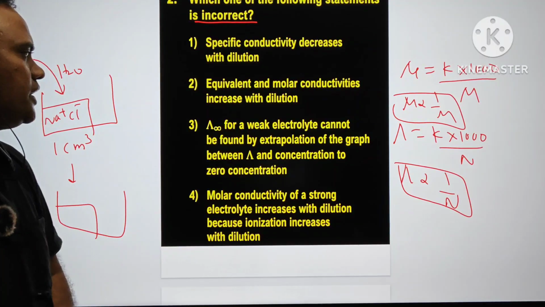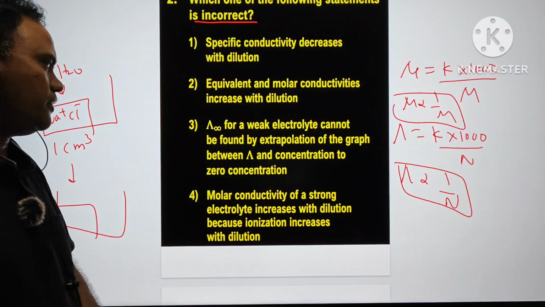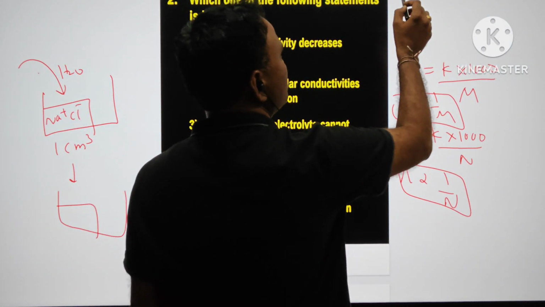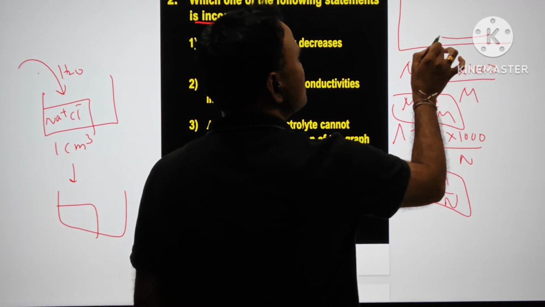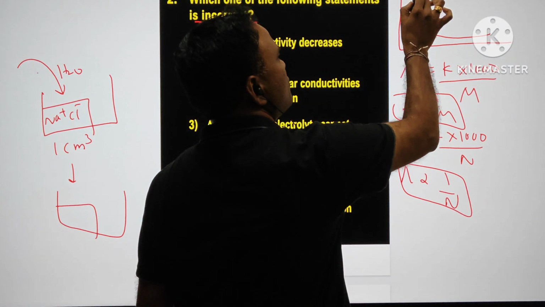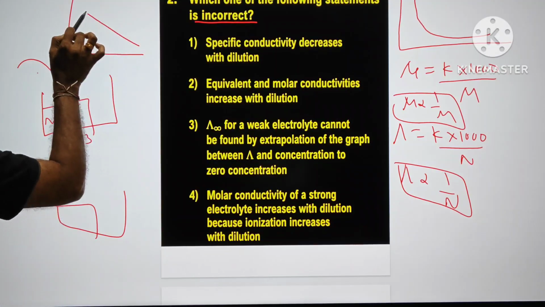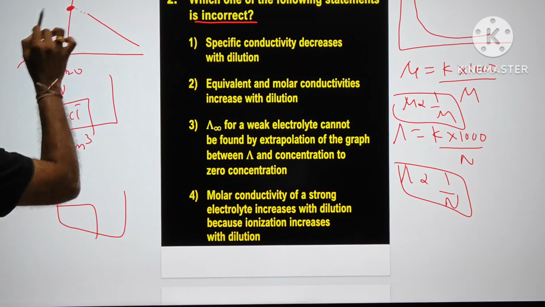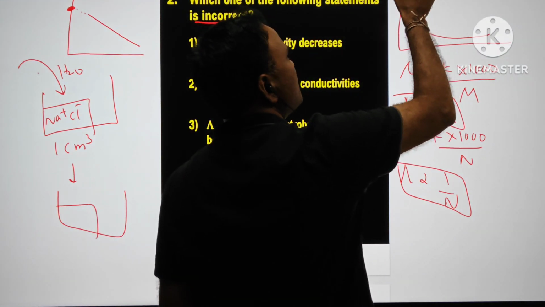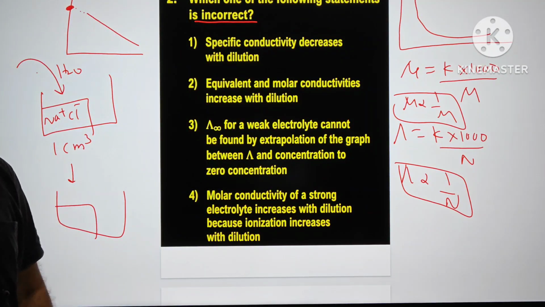Lambda infinity for weak electrolyte cannot be found by extrapolating the graph between equivalent conductance and concentration. Yes, this is correct. You know the shape of the graph. For weak electrolytes, it will present like this only, right? Extrapolating, if you extend this, you want to touch this axis, right? Instead, if you have a graph like this and you extrapolate, then you will meet this axis. For a weak electrolyte, if you extend the graph, you cannot touch the y-axis. So you cannot calculate it for weak electrolytes.